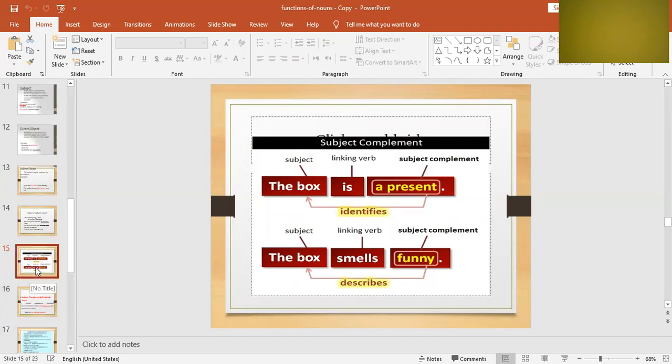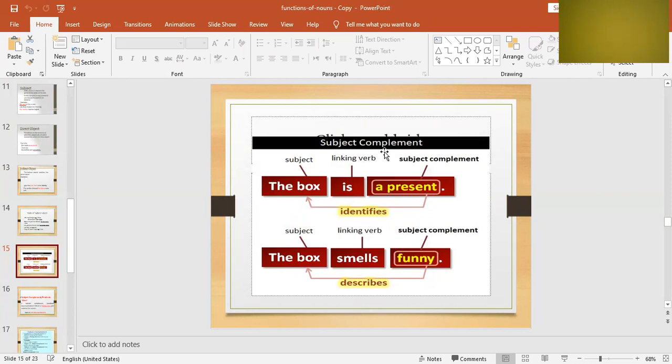Now look at this graphic organizer. A noun can be a subject complement. The word "subject complement" means that it says something about the subject. Complement means to complete. It completes the meaning of the subject or explains what the subject is. Look here: the box is a present. What is the box? Orange is a fruit. What is orange?